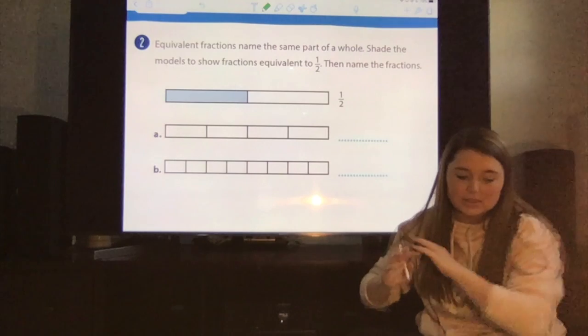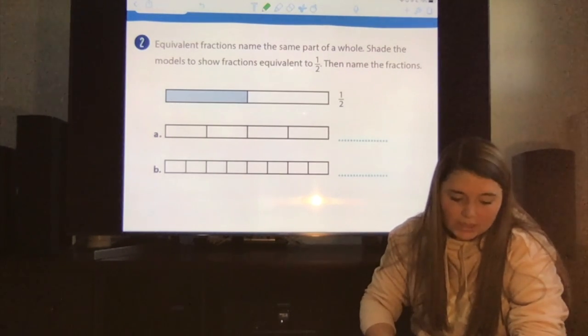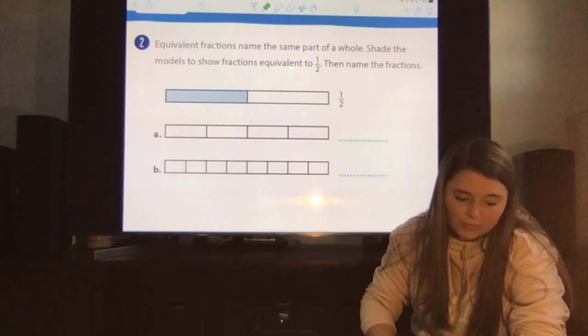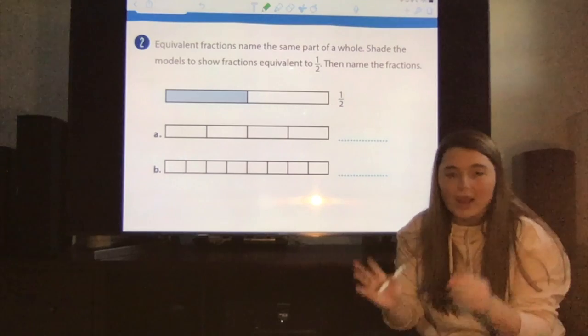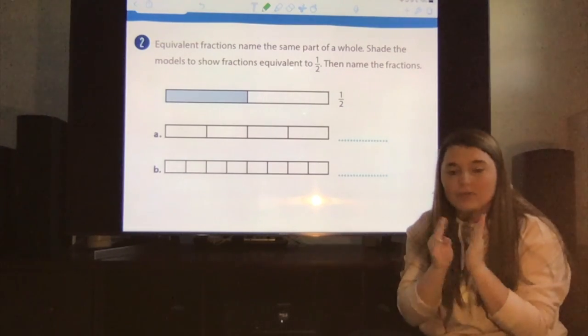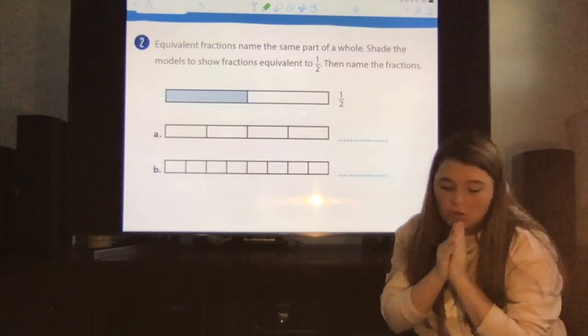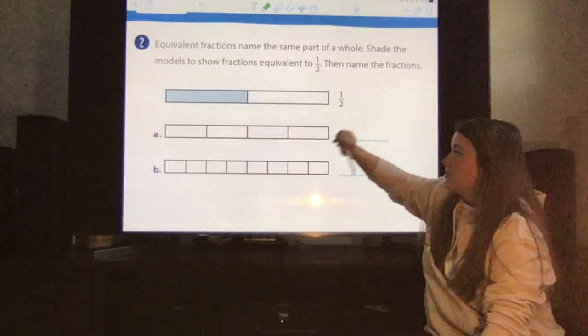Alright, so I'm moving on to number 2. Equivalent fractions name the same part of a whole. Shade the models to show fractions equivalent to 1/2. Then name the fractions. So I know I want to make equivalent fractions that are equivalent to 1/2, equal to 1/2. So in my model here, I see that there are 2 equal parts, one of them is shaded.